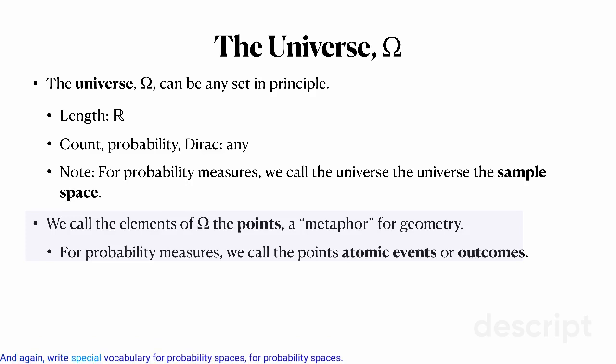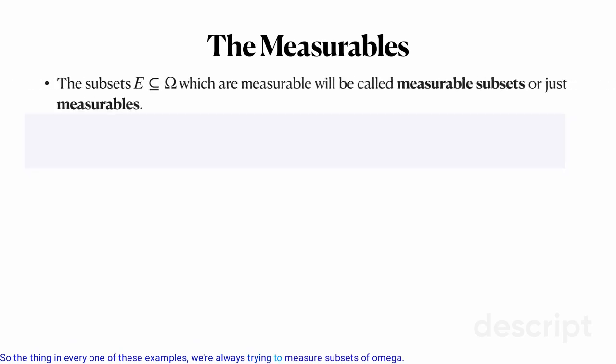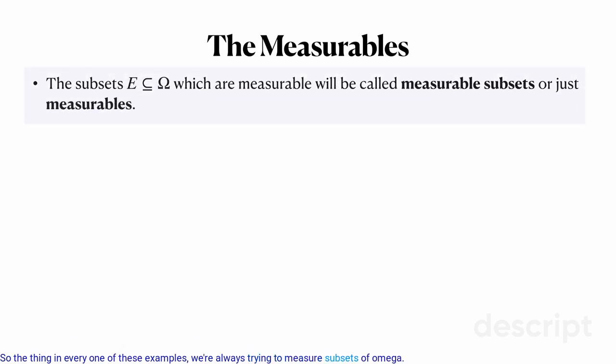And again, special vocabulary for probability spaces. For probability spaces, instead of calling them points, we may call them atomic events or outcomes. I think there's some other vocabulary that some probability theorists also use. But okay, so that's the universe. Now let's move on to the distinguished collection of measurable subsets, right? So in every one of these examples, we're always trying to measure subsets of omega.